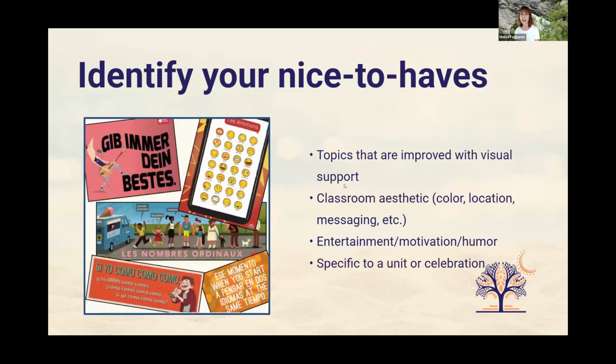And then you identify your nice to haves. So whatever room that you have in your classroom, you're going to put your must-haves first. Whatever room that you have left in your classroom, start thinking about your nice to haves. So the things that are improved with visual support, but you could teach it without it, but the visual support makes it better. Things that go along with your classroom aesthetic.